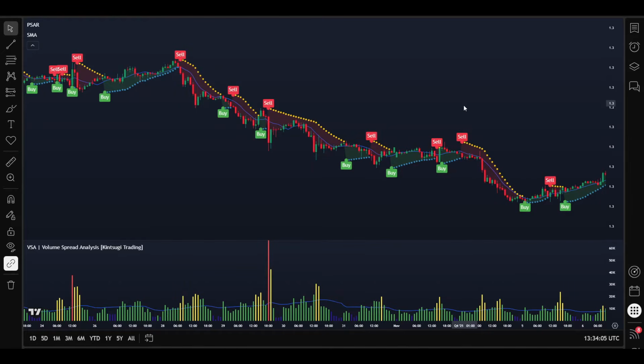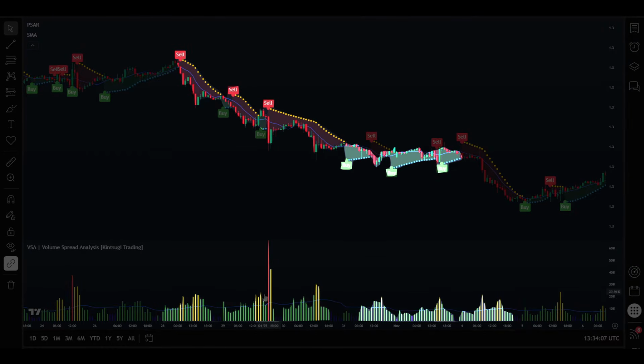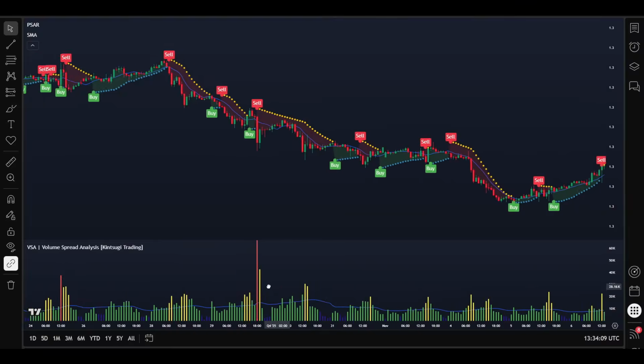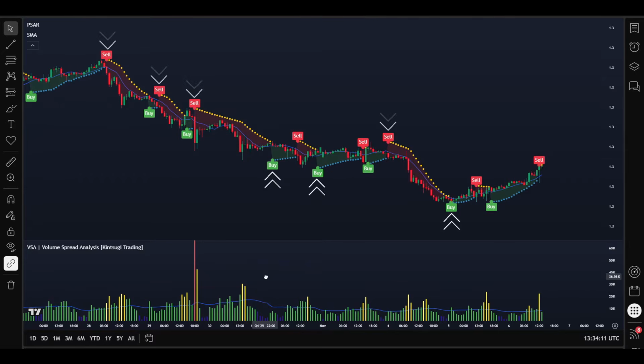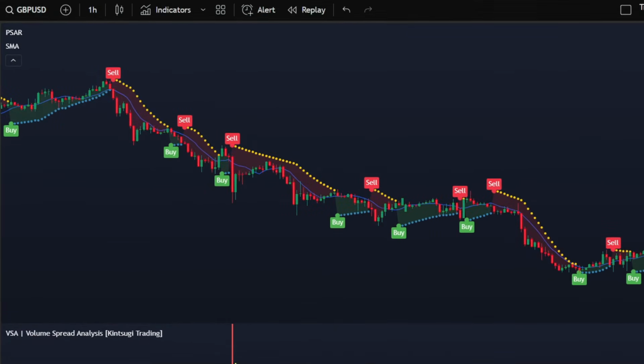Give me a few minutes and I'll walk you through a simple, rules-based setup that only takes trades when the market is actually participating. One tool reads volume price behavior, so we avoid dead tape. One prints the buy-sell switch, and one keeps us aligned with the trend. I'm on GBPUSD 1 hour, but these rules work on any liquid market and any time frame.